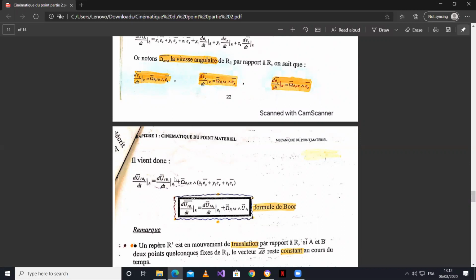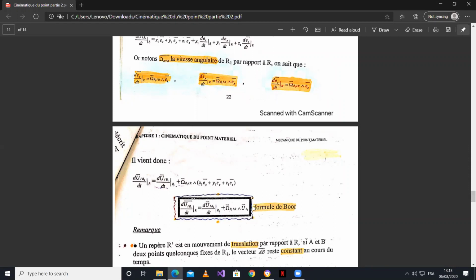I'll get the vitesse angulaire, which will be given, by the way, vitesse angulaire de R1 par rapport à R. This is to show that I have R1 in movement with respect to R. Okay, so I'll get la vitesse angulaire de R1 par rapport à R, then vectoriel, the same vector I'm deriving. This one is just U, X1 EX plus Y1 EY plus Z1 EZ. It's just U written in R1. So I'll get the vitesse angulaire vectoriel, the same vector I am deriving, where this formula is born.